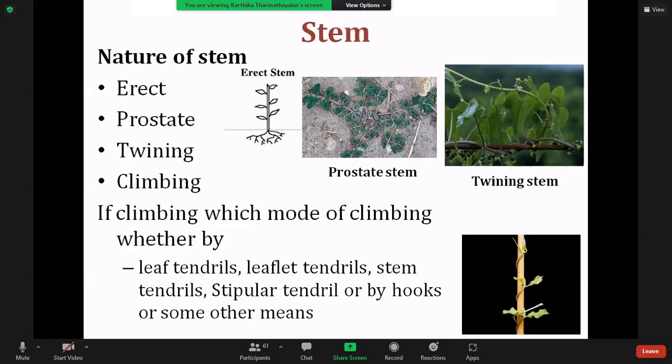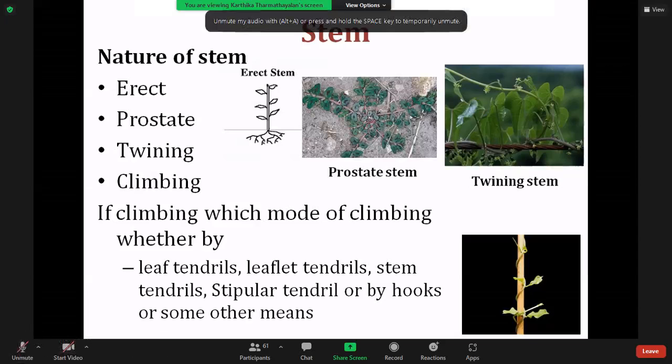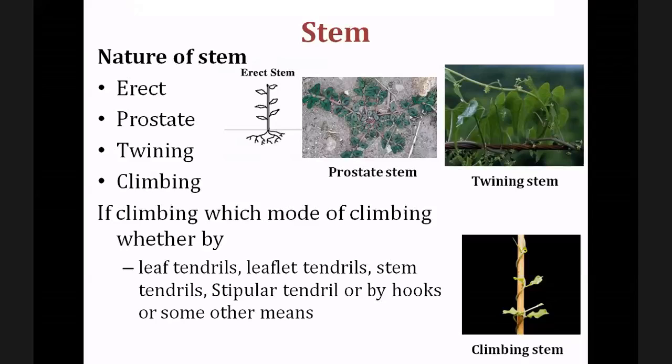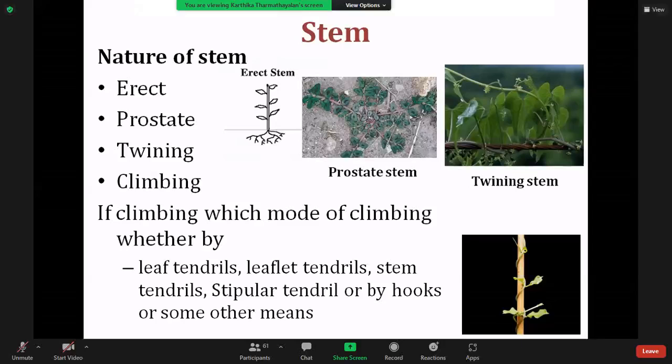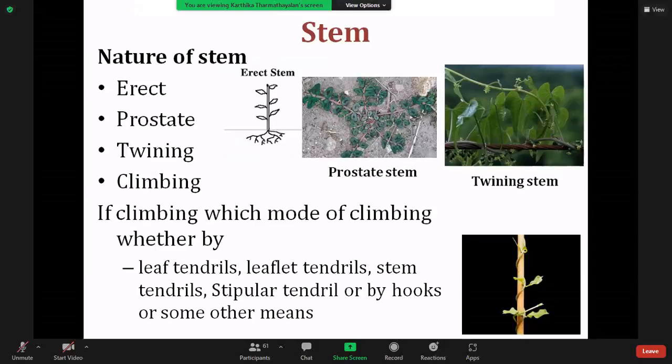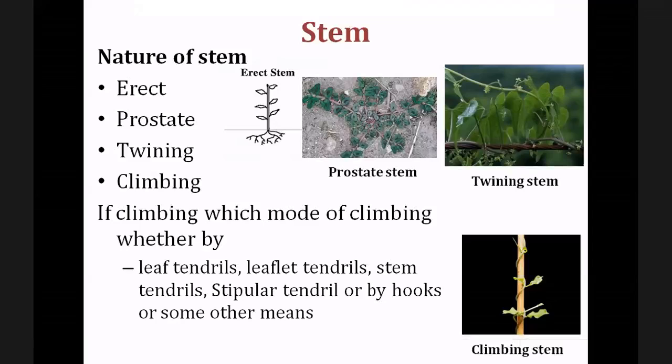The erect stem means they have a vertical, upright growth. They can grow vertically upright. In the picture you can see above ground, they grow vertically. The normal trees, the mango and others, most of the plants have this erect stem. They are vertically growing.